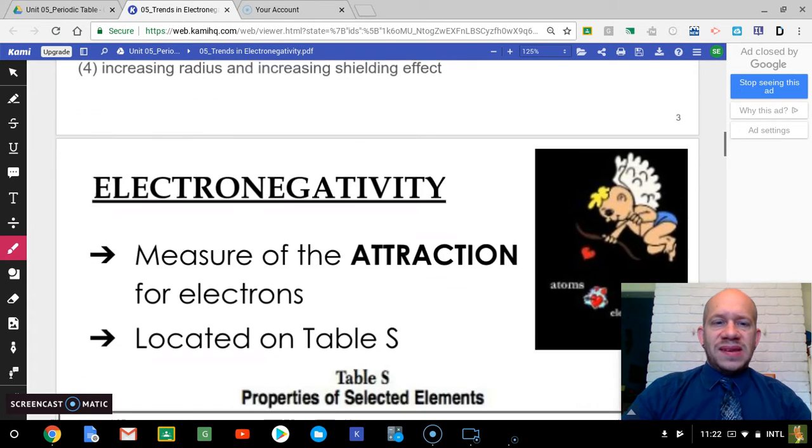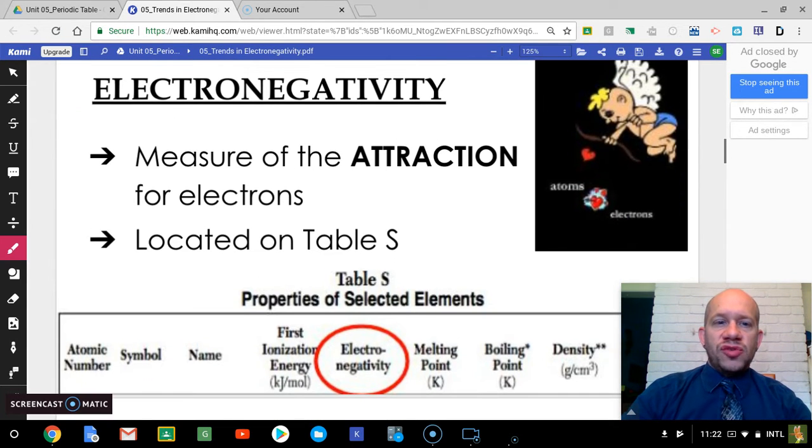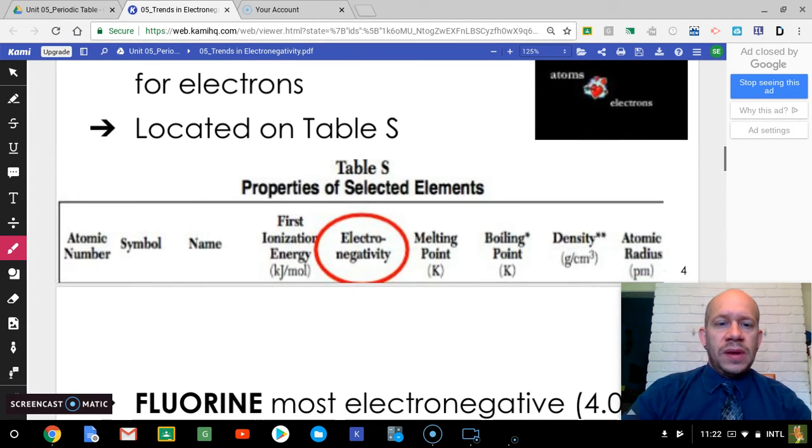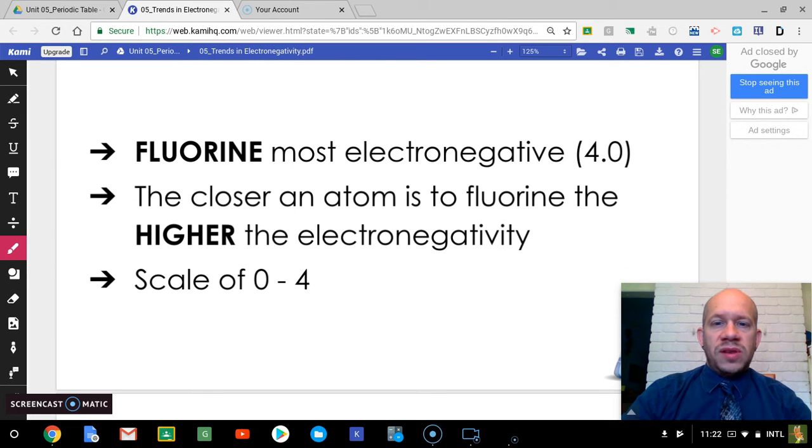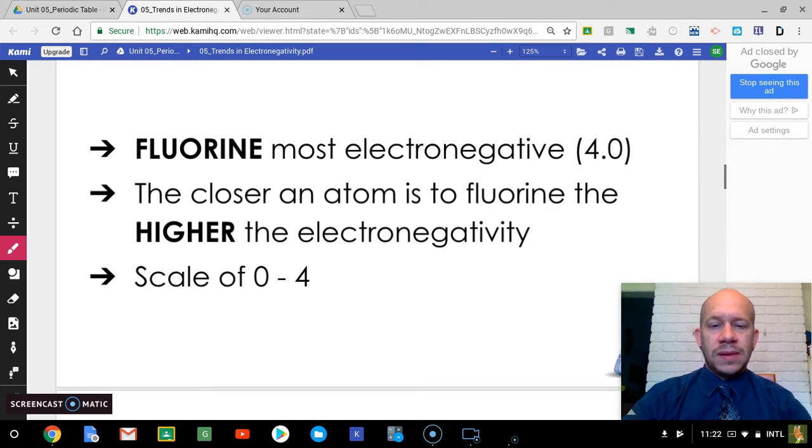So electronegativity is defined as the measure of attraction for electrons, and these values can be found on Table S, the electronegativity values. For fluorine, the way I always remember it is fluorine is the most electronegative with a value of 4.0. So the closer an atom is to fluorine, the higher the electronegativity, and it's on a scale from 0 to 4. So this is just a relative scale.